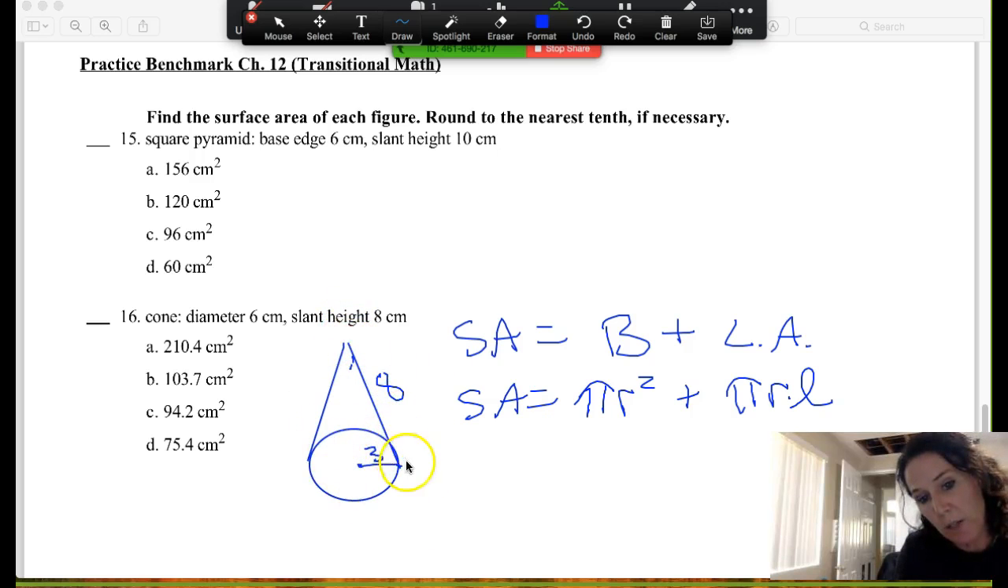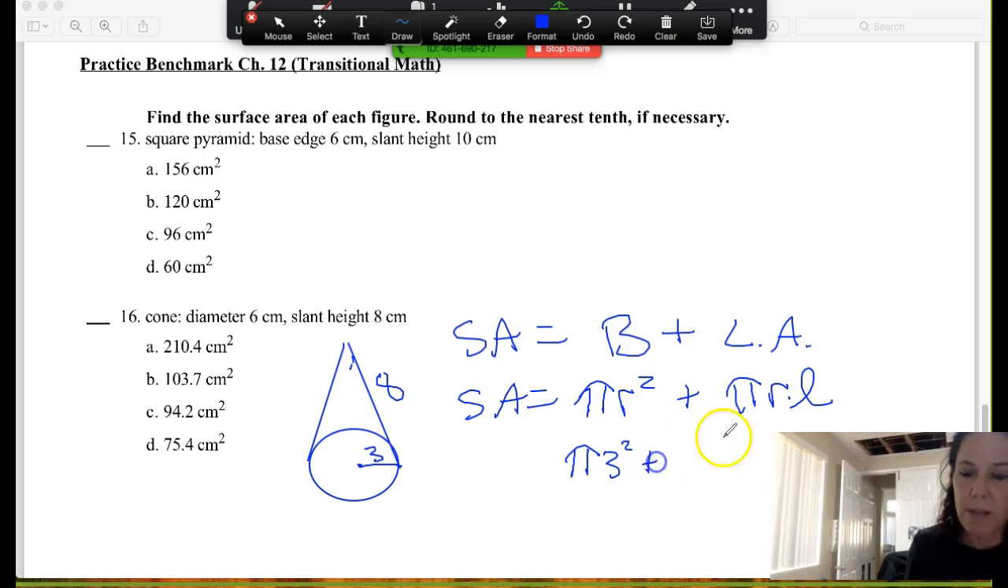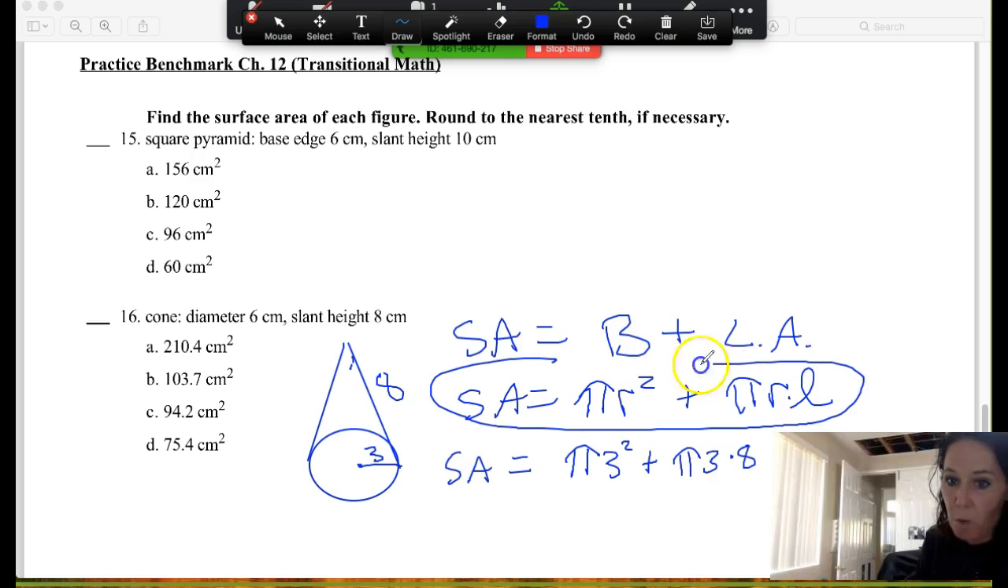So it's basically we're going to do the circumference times the slant height. Okay, so we're going to go pi for the base, the radius is 3, we're squaring it, plus pi times the radius, which is 3, times the slant height, which is 8. And that's your surface area for a cone. So make sure you know the surface area for a cone. It's the area of one base plus the lateral area. And the lateral area is pi times the radius times the slant height. And that is on that sheet that I gave you.